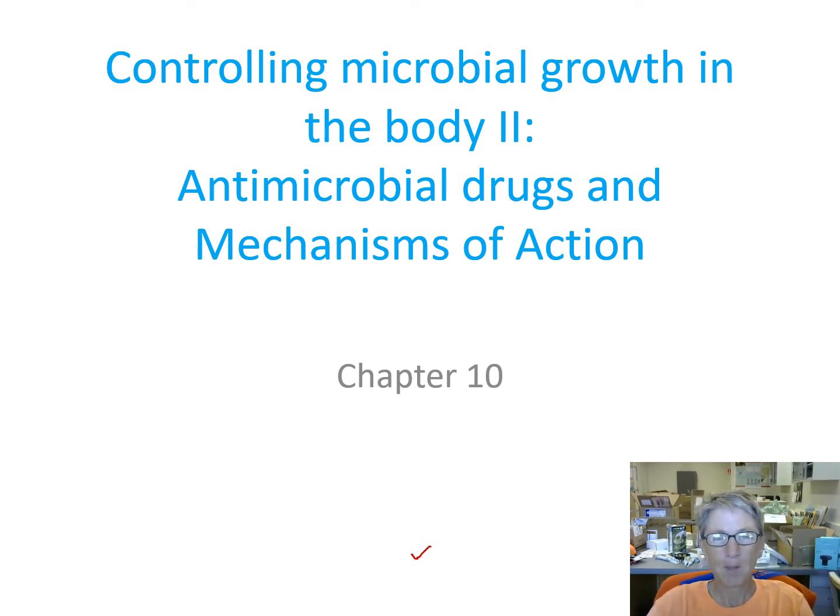So today we're going to look at the antimicrobial drugs that scientists have made, and then the mechanisms of action. Mechanisms of action is a really important concept. It just means how the drug works to control the growth of the bacteria or to kill the bacteria. Or I should say, kill the microbes of interest, because we're not only fighting a war against bacteria, we're fighting a war against viruses and protozoa and fungi, etc.